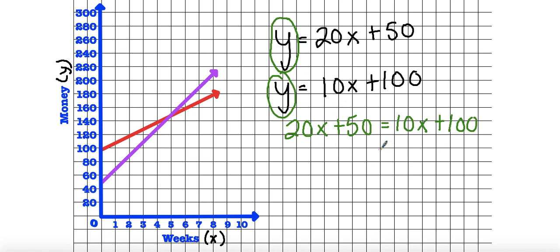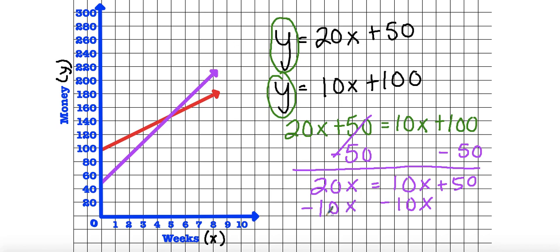So again, you would solve for x. I want to get all my numbers on one side and all my variables on the other side. So 10x is equal to 50. And if you divide both sides by 10, x is equal to 5, which is the number of weeks that it would take for us to have the same amount.